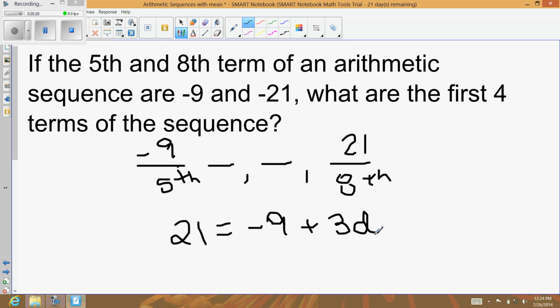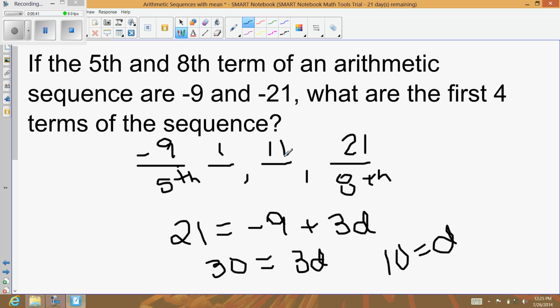So just add 9 to both sides. I'm just solving an equation. And so I get 30 equals 3D. I divide both sides by 3 to get D by itself. And so the common difference is 10. And guys, there's no reason to miss it because you can just check it out. -9 plus 10 is 1. And 1 plus 10 is 11. 11 plus 10 is 21. I know I did it right. The common difference is 10.